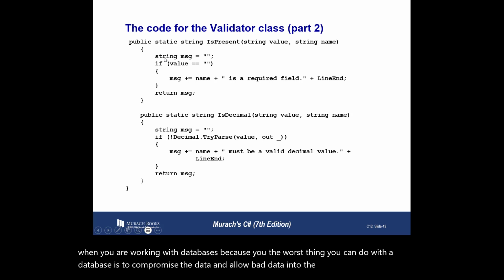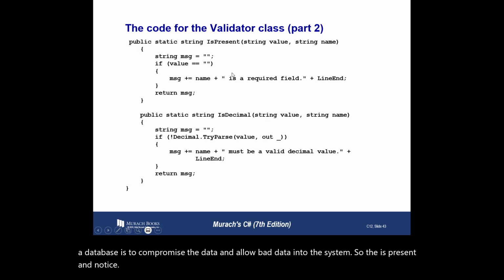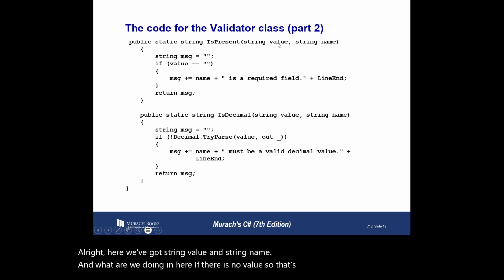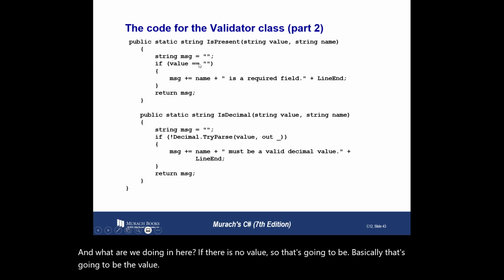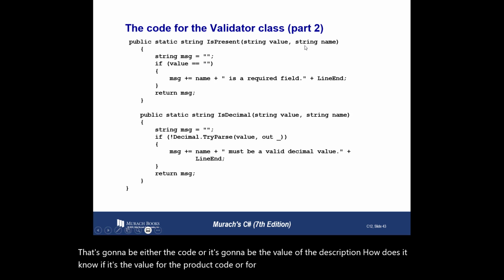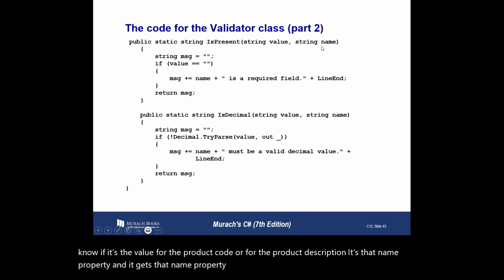So this is the is present, and notice in here, it's got string value and string name. And what are we doing in here? If there is no value, that's going to be the value of either the code or the description. How does it know if it's the value for the product code or for the product description? It's that name property. And it gets that name property from the tag.